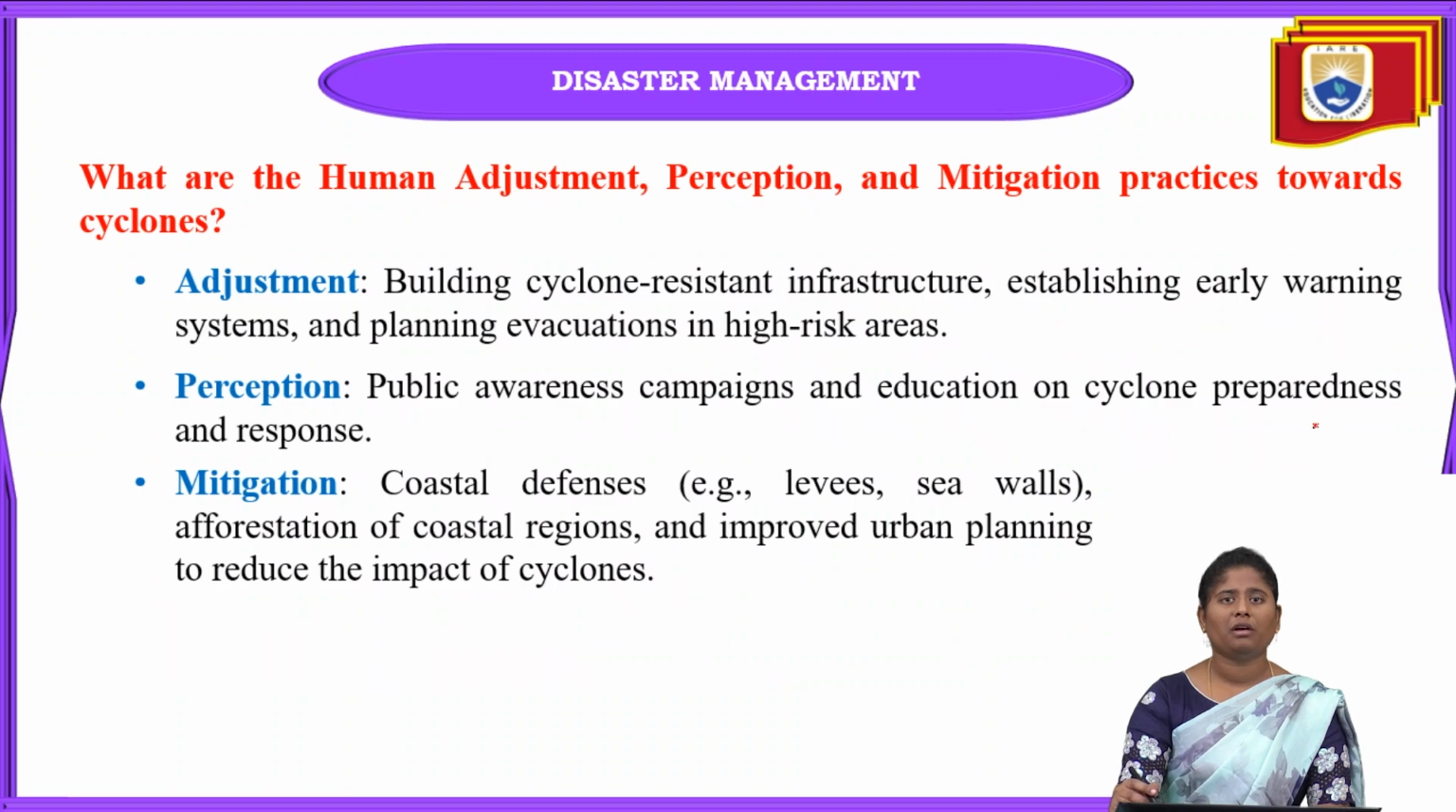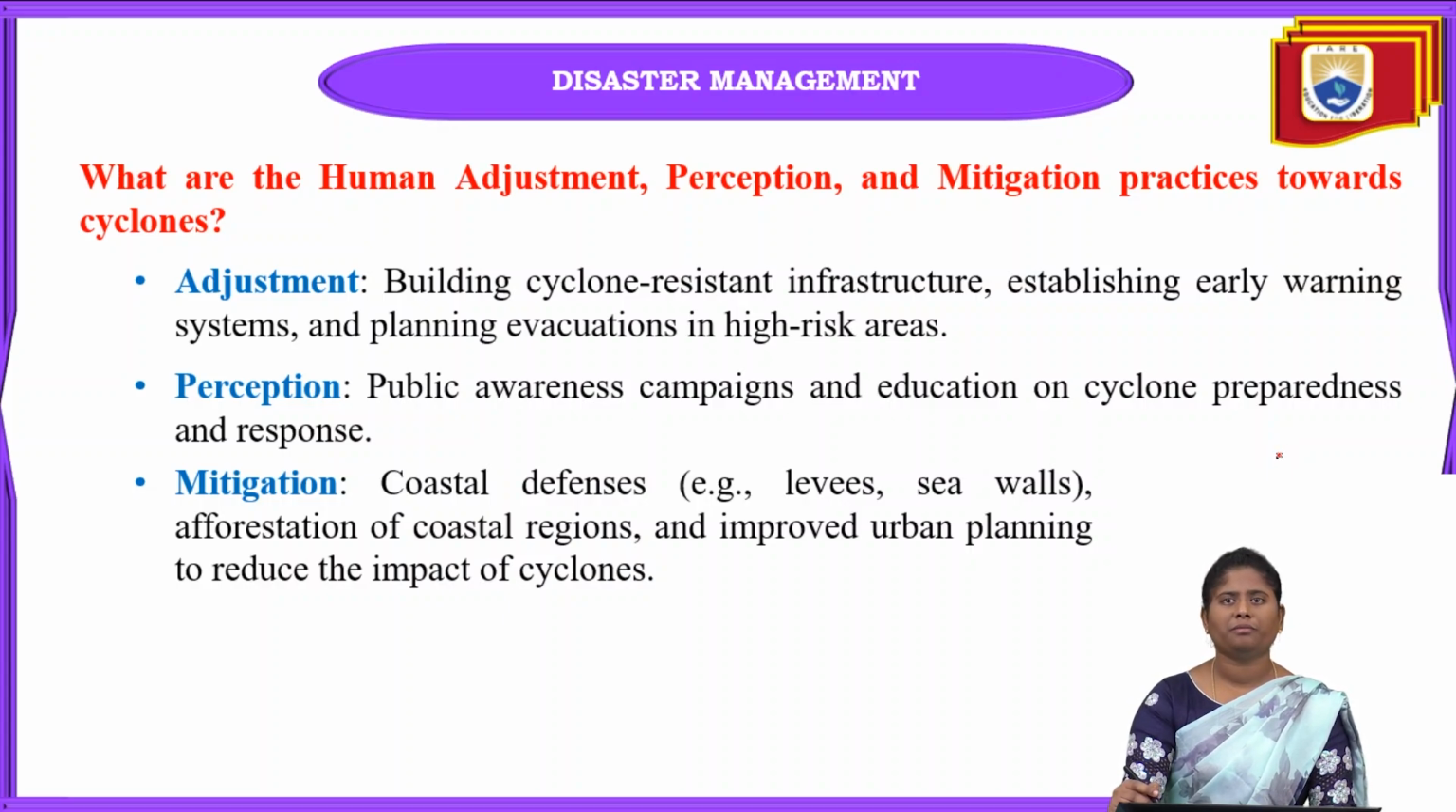Next is human adjustment, perception, and mitigation of these cyclones. First, human adjustment towards cyclones: we have to build cyclone-resistant infrastructure first of all, so that we can be well prepared. We have to establish an early warning system, and we have to plan evacuations in some high-risk areas also.